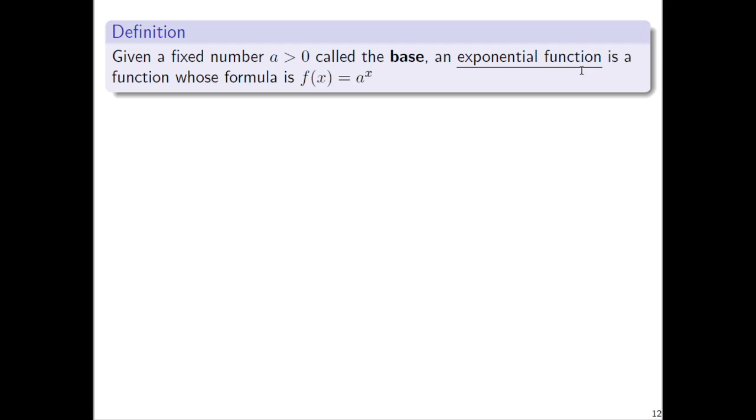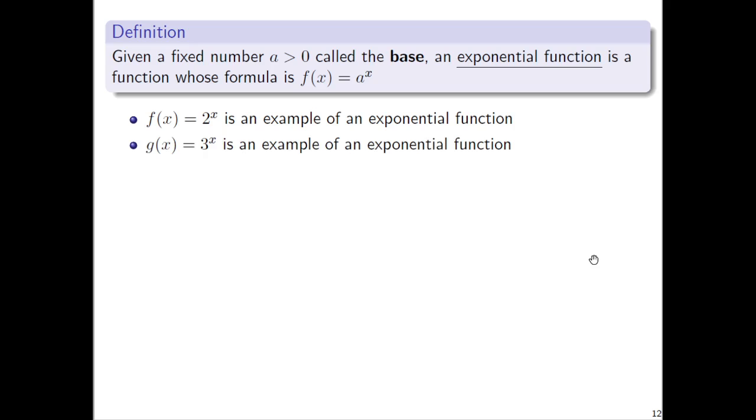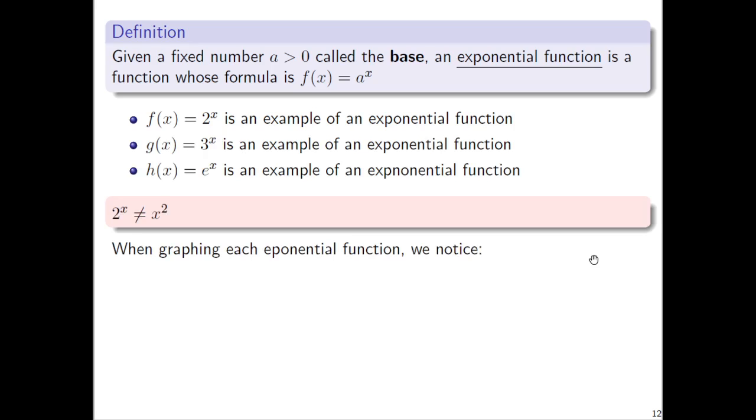That's why this appears. So, definition: given a fixed number called a, bigger than 0, and that number a is called the base, an exponential function is a function whose formula looks like this: f of x is equal to a to the x power. So, for example, y equals 2 to the x is an exponential function. Y equals 3 to the x is an exponential function. Y equals e to the x is also an exponential function. Please be careful. Sometimes people confuse 2 to the x versus x to the 2.